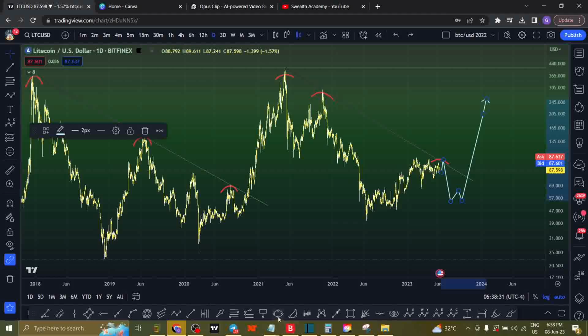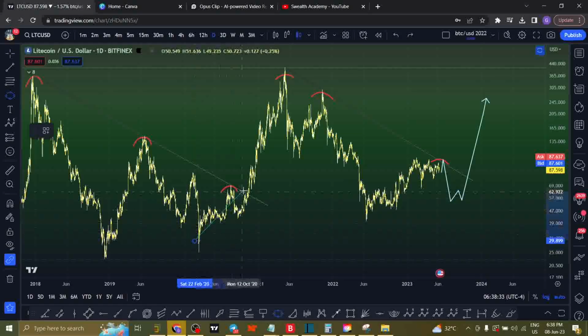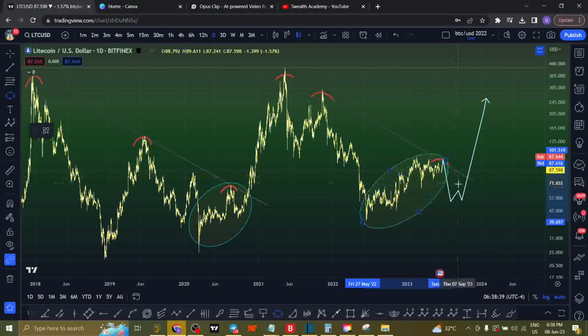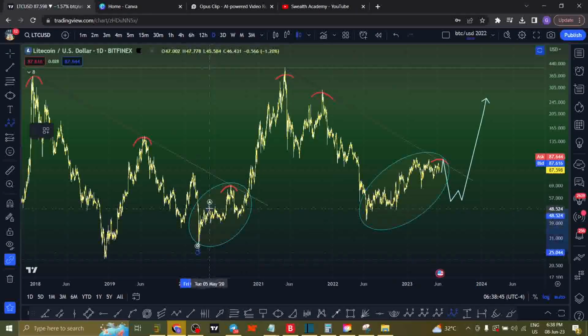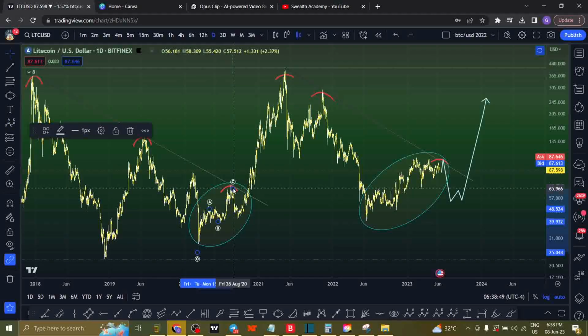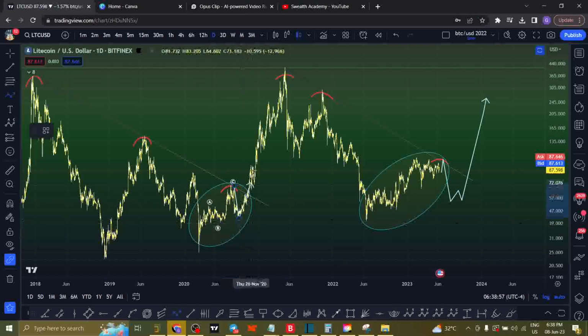This rally, or this fractal that has been printed, is currently printing on a much bigger time scale. Right here, this would be considered our A, followed by B, and a further C, which is then followed by a pullback to the downside, and then a further continuation to the upside.